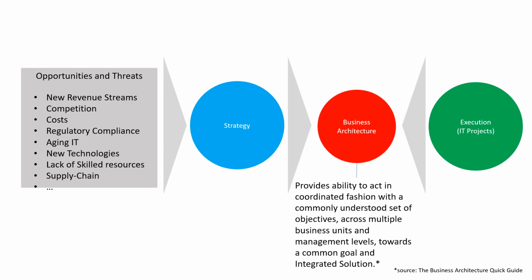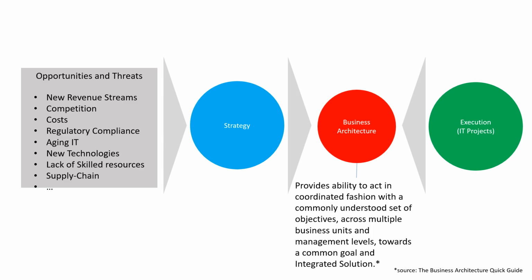In an organization, and if you have watched a few of my videos on enterprise architecture, where I have provided some introduction on business architecture, I have mentioned that business architecture is one way, and some organizations may use something different, but business architecture is one way that provides the ability to act in a coordinated fashion with a commonly understood set of objectives.